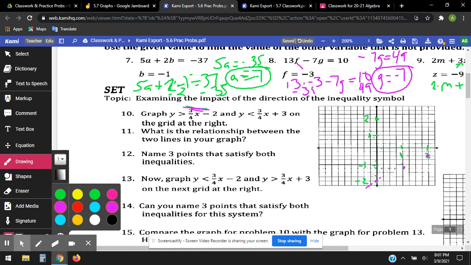So the dotted line, y is greater than. So I'm going to go above it, but I'm going to do my next one first, just so I can kind of see what I'm working with here. So here I'm going to do a plus 3. Oh no, 1, 2.